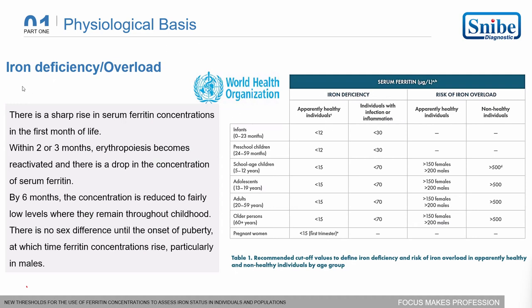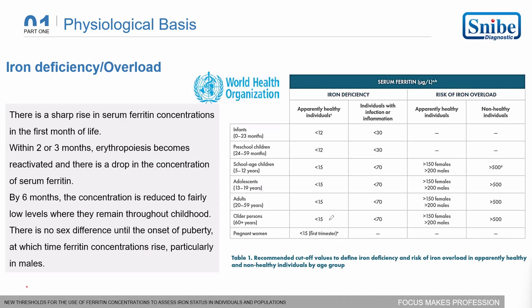So according to the WHO guidelines, for iron deficiency using serum ferritin in micrograms per liter, for infants between 0 to 23 months, an apparently healthy individual has less than 12, and an individual with infection and inflammation has less than 30 for iron deficiency. For the apparently healthy individual, there is no risk of iron overload. For preschool children it is the same, but for children between 5 to 12 years, the values are less than 50 and less than 70. For pregnant women, it is less than 50 in the first trimester.